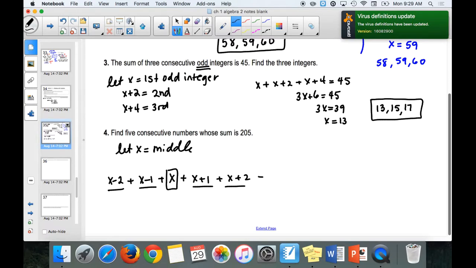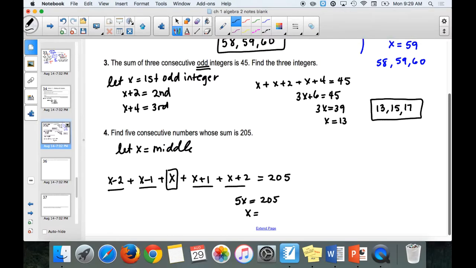All right, so we get a total of 205, and this adds up to be 5x. So like Jacob said, x is equal to 41. If that's the middle number, then we have 42 and 43, and we have 40 and 39. Those are our 5 integers.